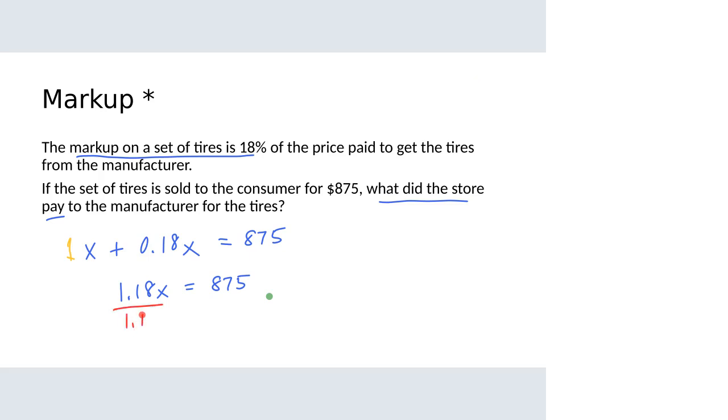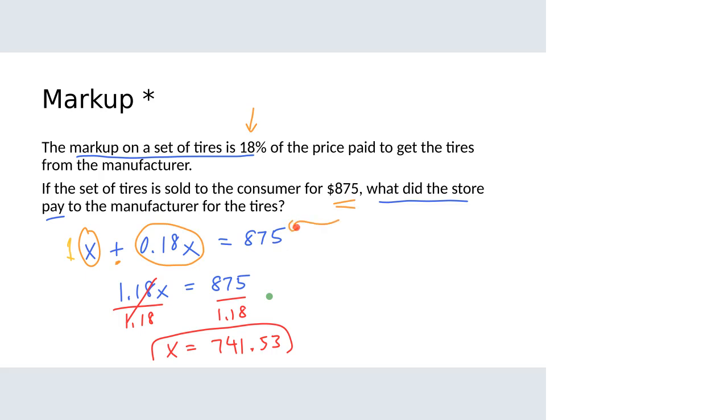We'll divide by 1.18 on the left, divide by 1.18 on the right. Those will cancel, and x is 875 divided by 1.18. 740 rounded to the nearest hundredth, we'll have 741.53. If anybody has questions on how we went about that, don't hesitate to ask them. The idea is whatever they paid plus 18% of whatever they paid, because that's the markup, gives us the selling price. And then we solve it.